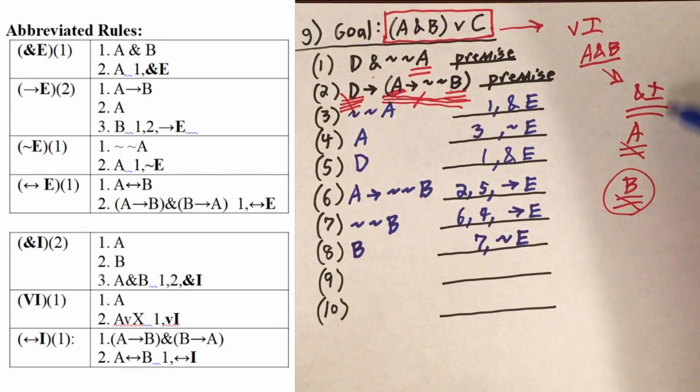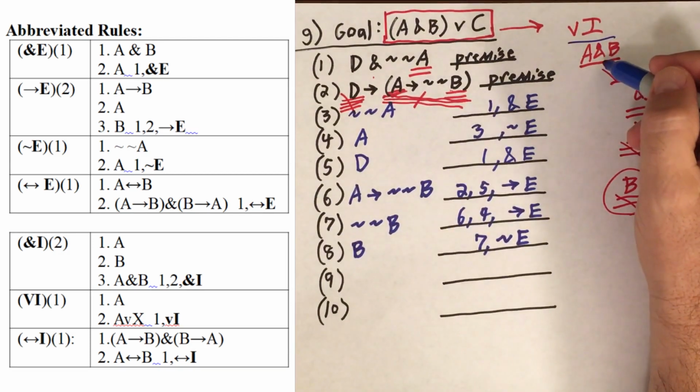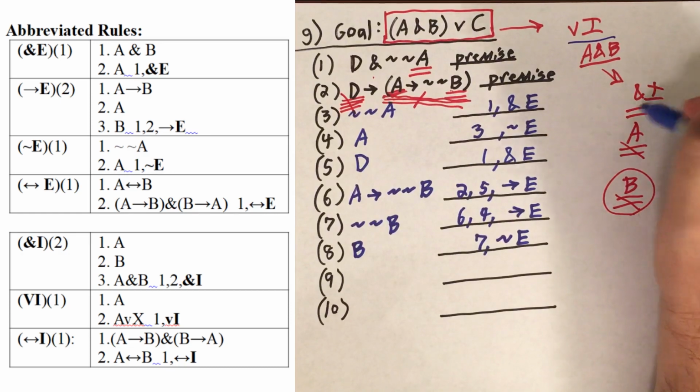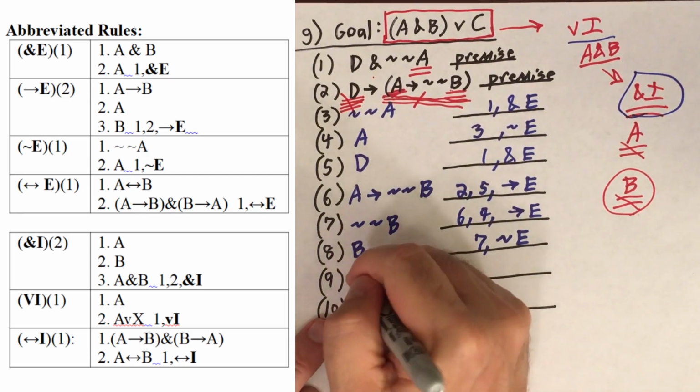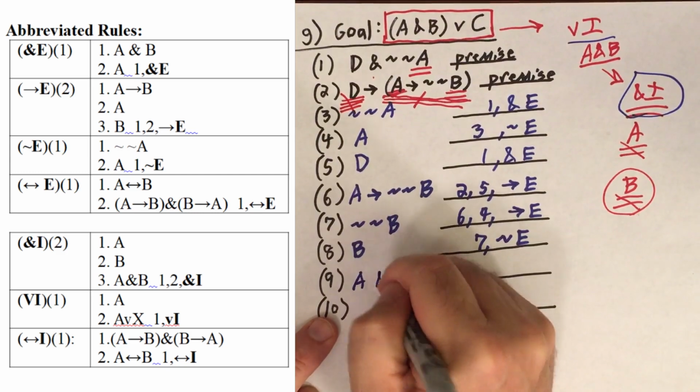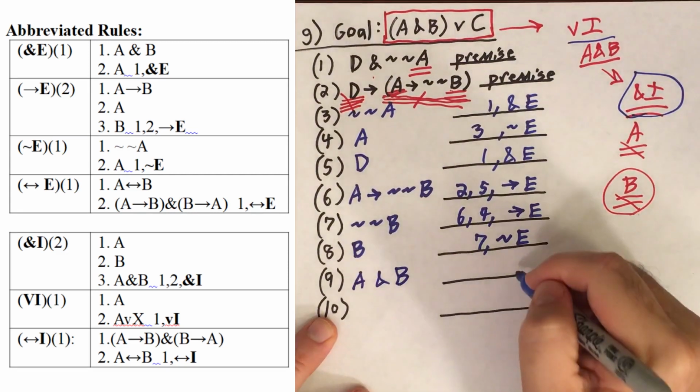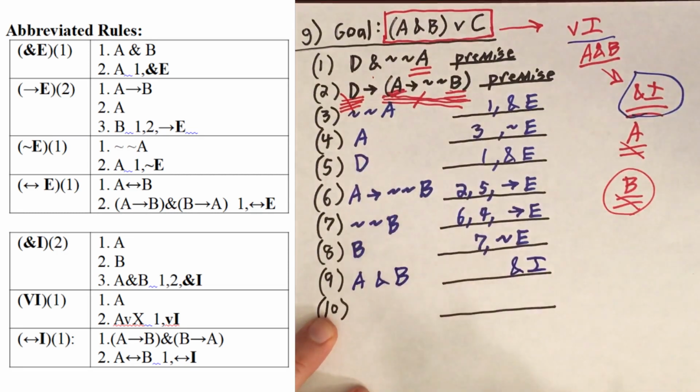I made all these nodes. I got these sub-sub goals in order to get my sub-goal A and B. Can I now use my AND introduction and create my sub-goal? Yes, I can. I have A in line 4. I have B in line 8. I can simply put those together because they are both true by themselves. I used an AND introduction rule.